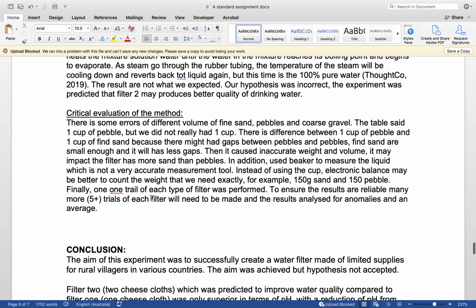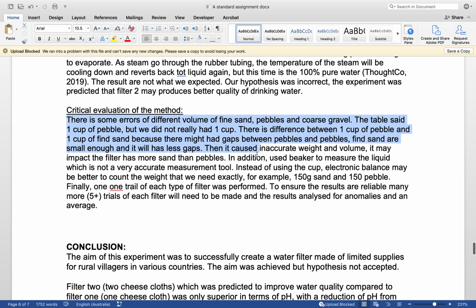Let's look at the A-level student. They've actually been very clear. They've said there are some errors with the different volumes of fine sand, pebbles, and coarse gravel. The table said 1 cup of pebbles, but we didn't really have 1 cup. They've then said the beaker that they used to measure the liquid was not very accurate.